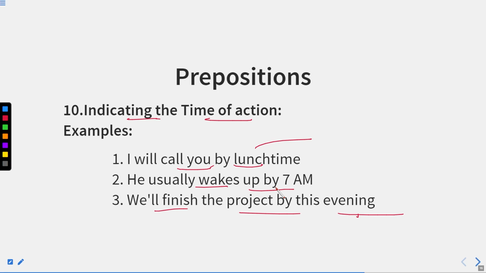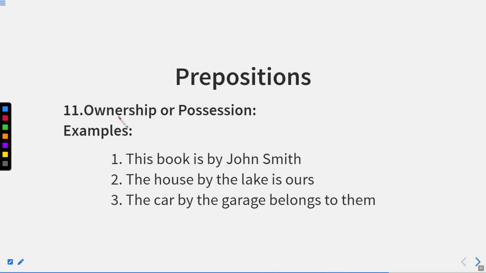So to show the time of action, we can use the preposition by. Now let us move to the next one. To show ownership and possession: this book is by John Smith. It means the right on this book is of John Smith only. It means this book is written by John Smith. So for anything which is leaked or which is used by another person, he can claim copyright.